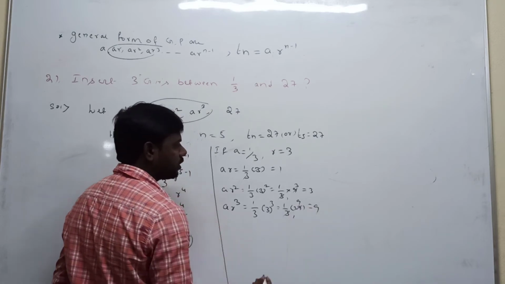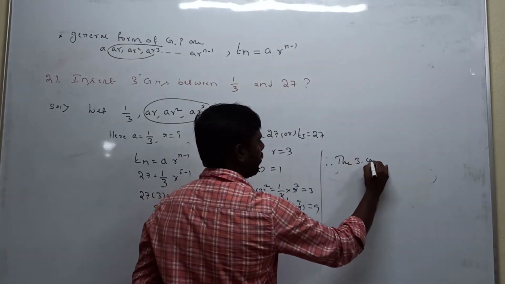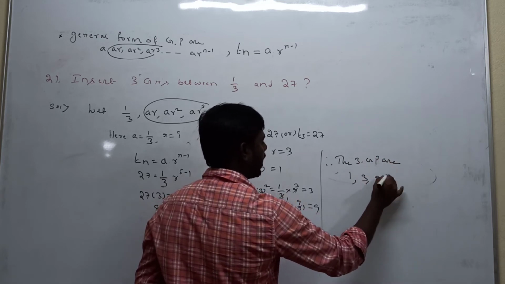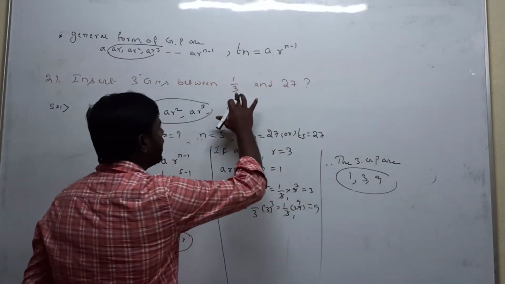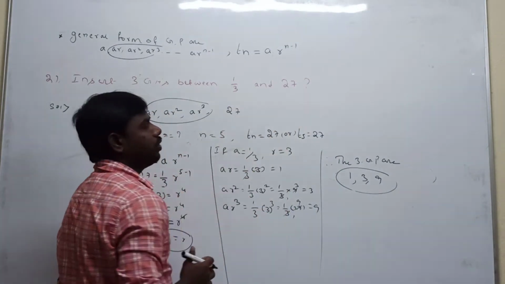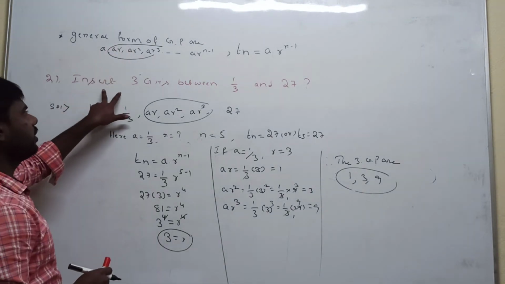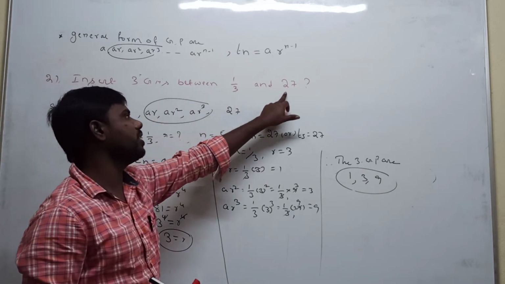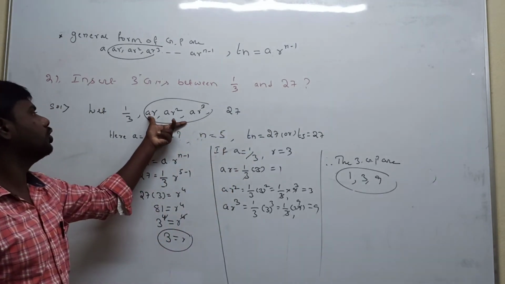Finally we got the 3 numbers. Therefore the 3 geometric progressions are 1, 3, 9. These 3 elements are called the geometric means between 1/3 and 27. So everyone understood what is given? Inserting 3 geometric means between 1/3 and 27 means that in between 1/3 and 27 we can insert 3 geometric means.